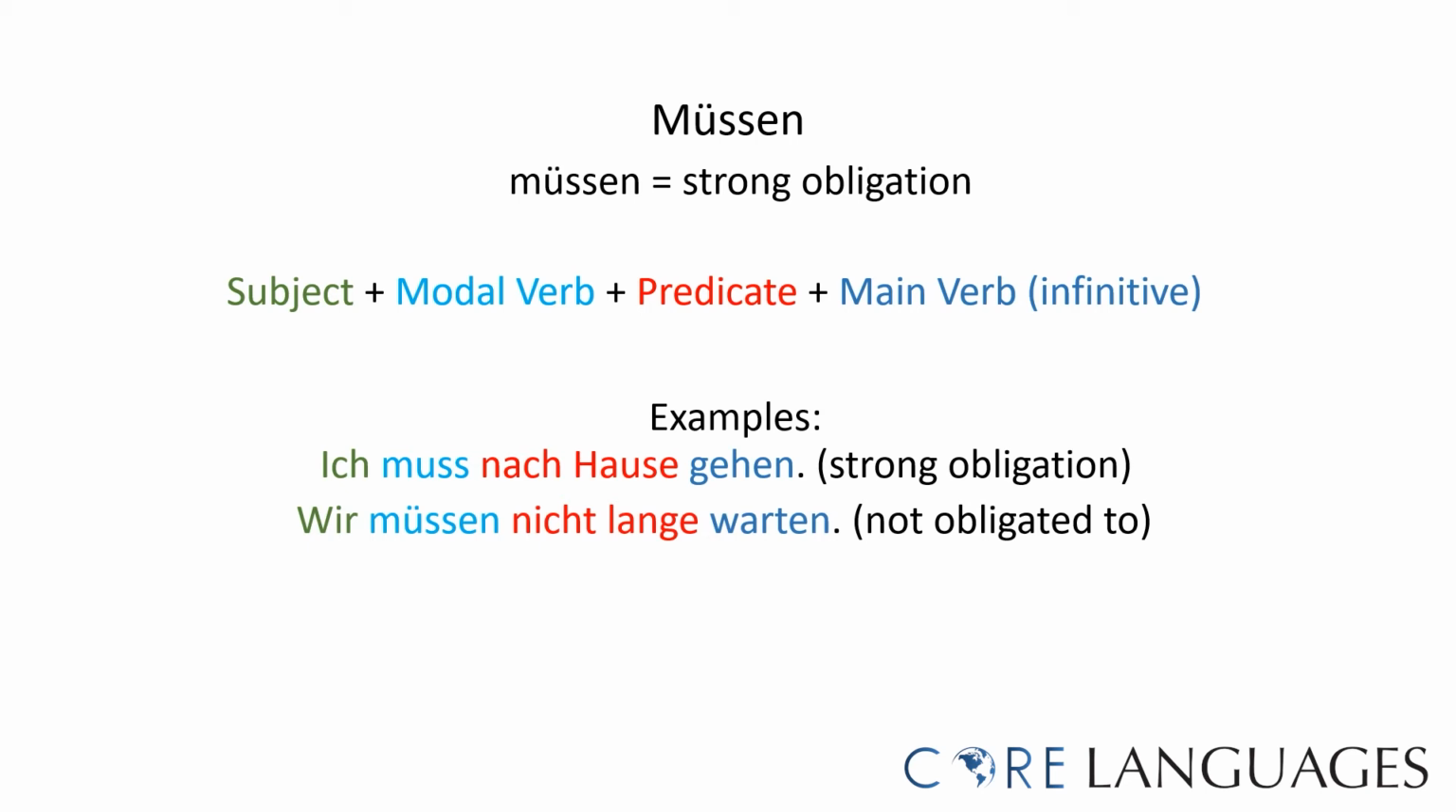Wir müssen nicht lange warten. We must not long wait. We must not wait long. This sentence is used to express the opposite, as in we are not obligated to have to wait long.